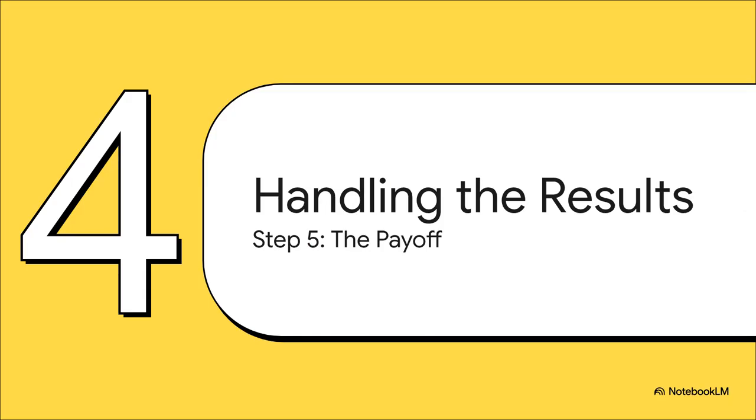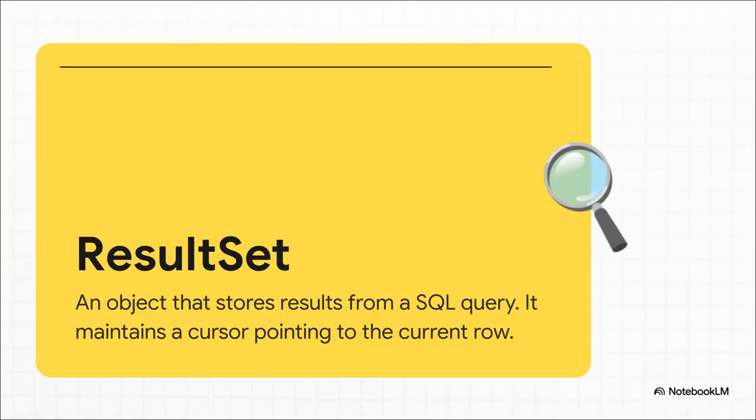Okay, so we've connected, we've sent our command. What's next? Well, it's the final piece of the puzzle, step 5. This is the payoff, actually getting and using the data that the database sent back. Remember how executeQuery gives you a result set? So what is that? Just think of it like a temporary table of your results, living inside your application's memory. It has all the rows and columns you asked for, and it comes with a little pointer, called a cursor, that starts out positioned just before the very first row.